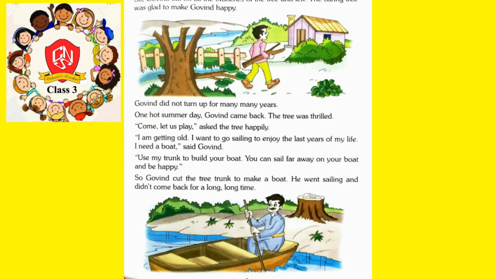Use my trunk to build your boat. You can sail far away on your boat and be happy. So like a selfless friend, caring friend, the tree this time offered his trunk to make a boat so that his best friend, that is Govind, can go for sailing.